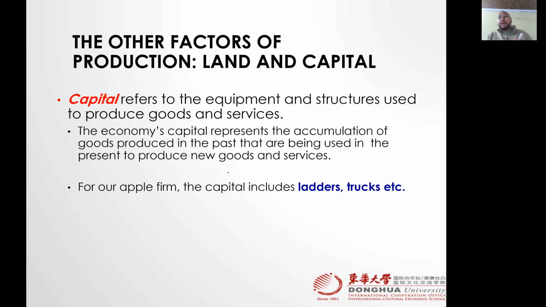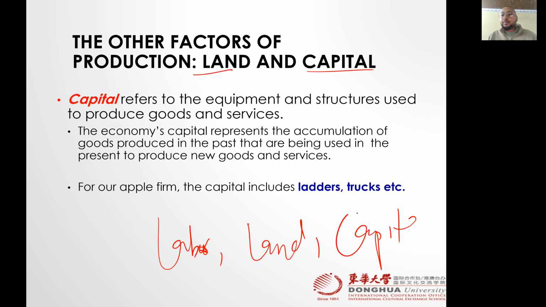Now, the other factors of production are called land and capital. So far we have just covered one, which is labor. The others are land and capital. So what is capital? In economics, in finance, we call this money.